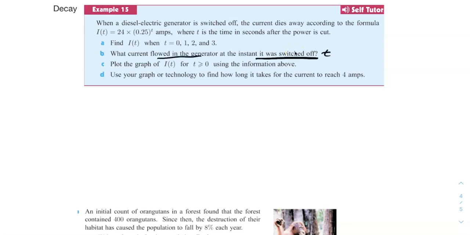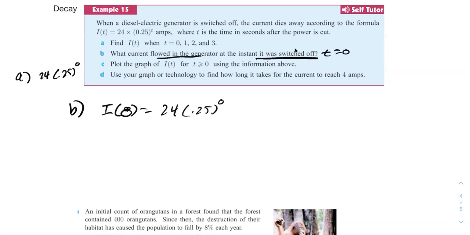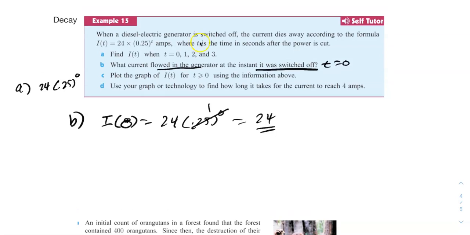So this is where t equals 0. Again, for A, all you do is substitute them in. Plug in 0, 1, 2, 3. I'm going to do it here for B, so same idea. When it's instantly turned off, that's when t equals 0. So 24 times 0.25 to the 0, that's 1, and you just get 24. So 24 amps, we're talking about amps here.